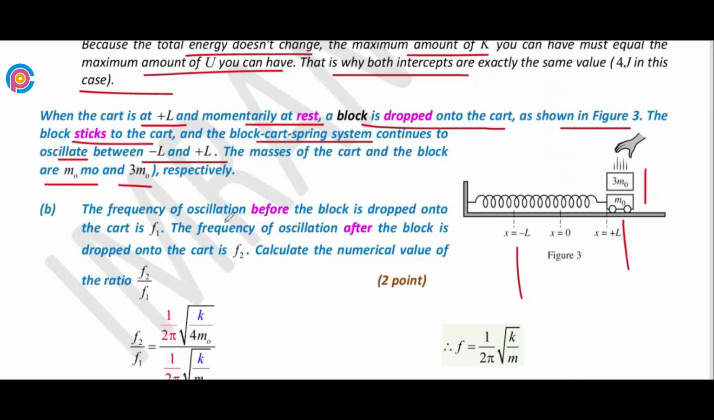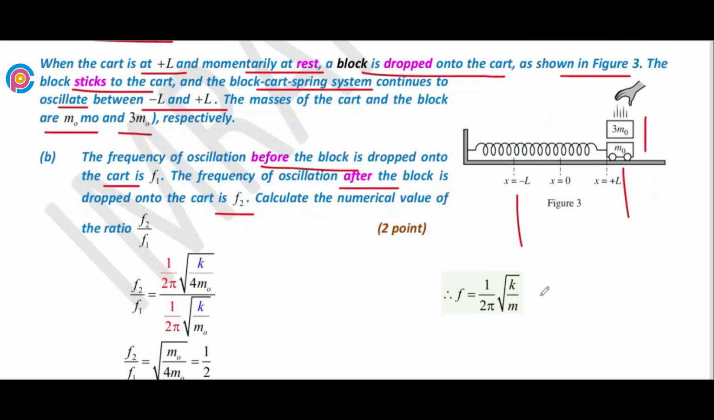Now the question: the frequency of oscillation before the block is dropped on the cart is f1. The frequency of oscillation after the block is dropped is f2. Calculate the numerical value of f2 divided by f1. We have the frequency f equal to 1 over 2 pi times the square root of k over m, where k is the spring constant and m is the mass of the system. For f2, which is after, the total mass is m naught plus 3 m naught, so that becomes 4 m naught.